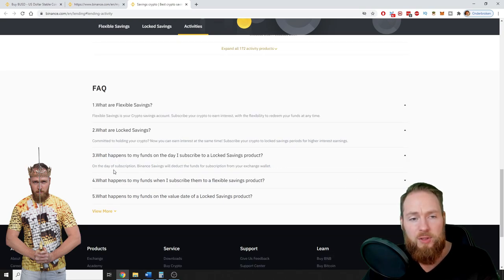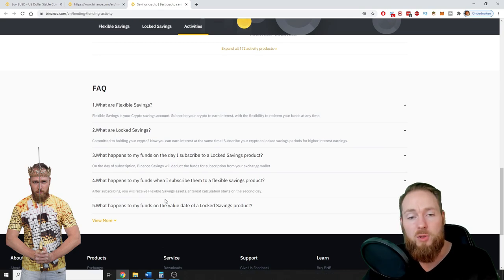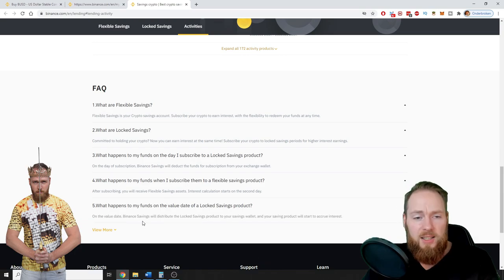So on the day of subscription, Binance Savings will deduct the funds for a subscription from your exchange wallet. So for flexible savings, you will receive interest on the second day. So when the period for your locked saving has finished, Binance Savings will distribute it back to your savings wallet.